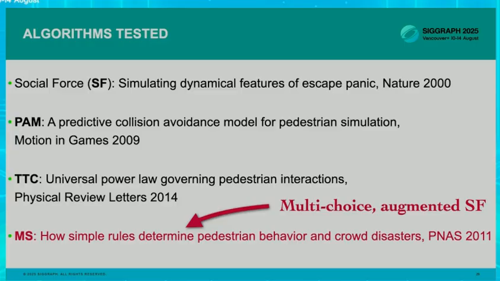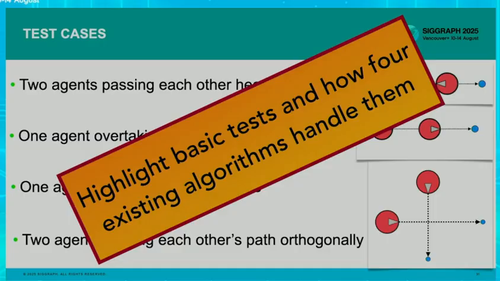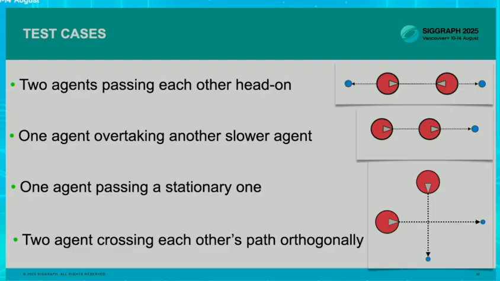Once you have one of these algorithms, you implement it, and you usually get something that looks like this, and that kind of means that it's working. But what I want to show in the talk today is that there are some deficiencies in these algorithms, and I'm going to show how basic tests can expose them. So these are our test cases.